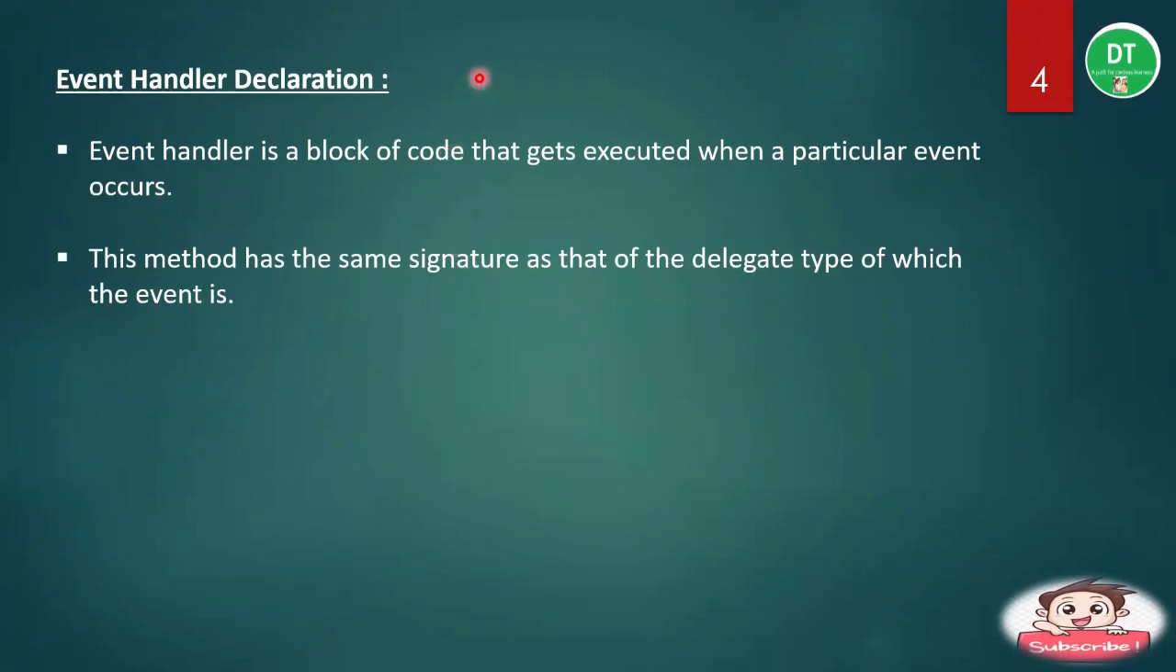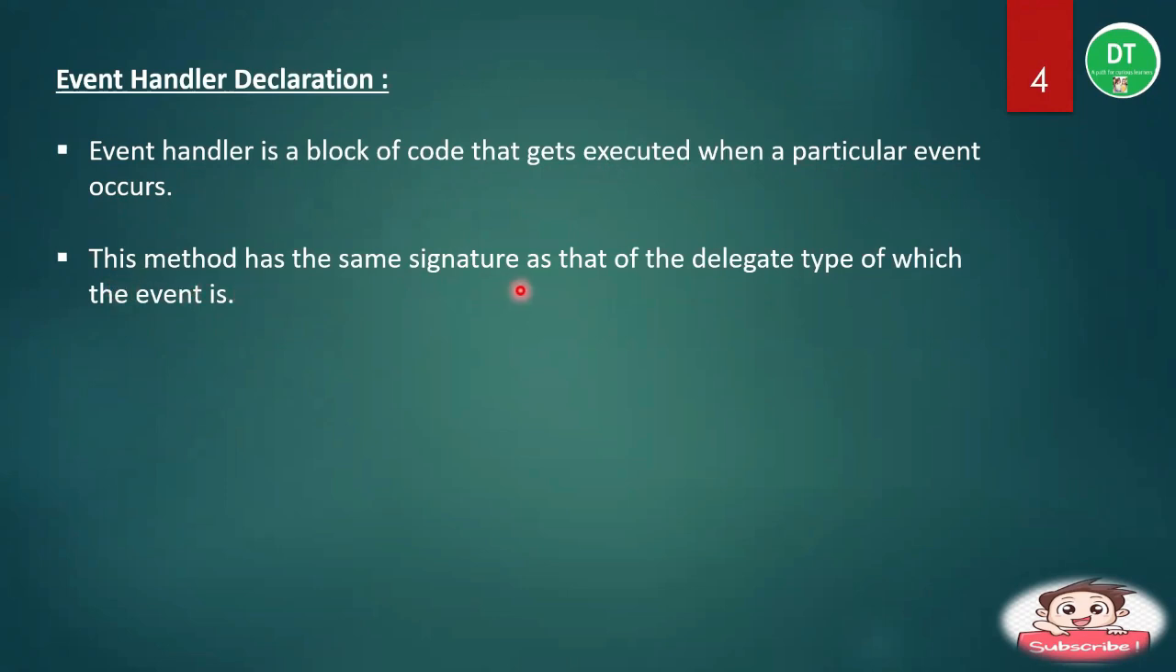Now the event handler declaration. First we'll understand what an event handler is. An event handler is a block of code that gets executed when a particular event occurs. Suppose a triple click happens on the screen, then what should happen, what code should be executed, or what action should be taken when the triple click is done. That is written in a method which is called an event handler.